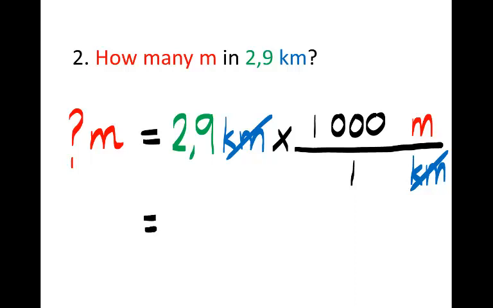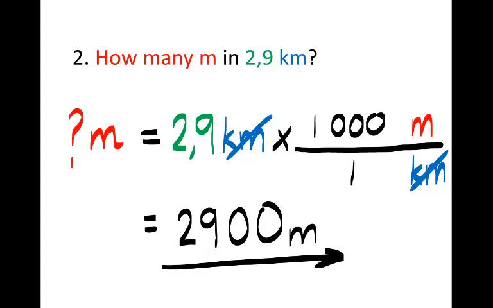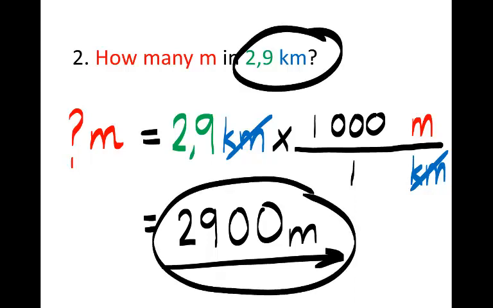We simply do the calculation, very easy, 2,900 meters. There are 2,900 meters in 2,9 kilometers. They are the same thing. 2,9 kilometers and 2,900 meters are equal to one another.